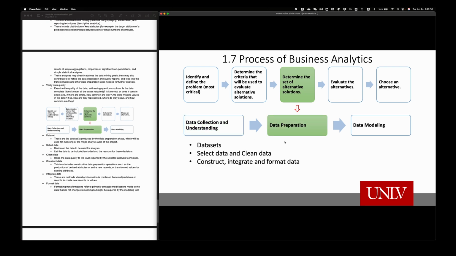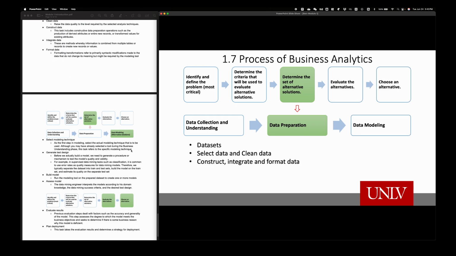And then we have to prepare the data for analysis, including selecting the data to decide which data is relevant, cleaning the data to fix the errors, remove duplications, and handle missing values, and constructing the data, like by creating new variables or features that help the analysis. We'll also need to integrate and format data to make sure we have the data we need for analysis.